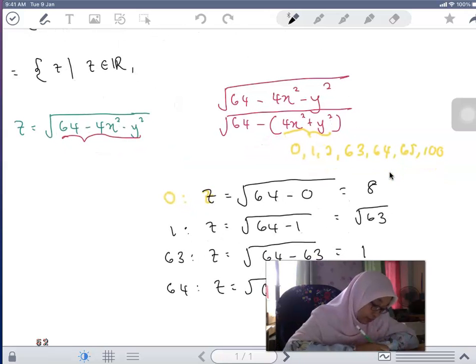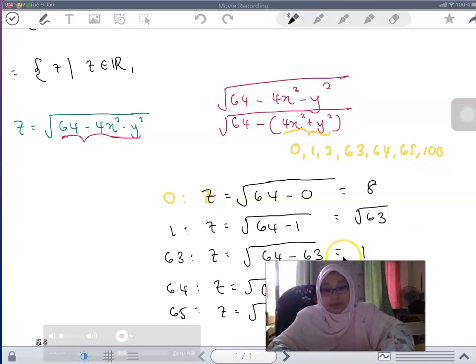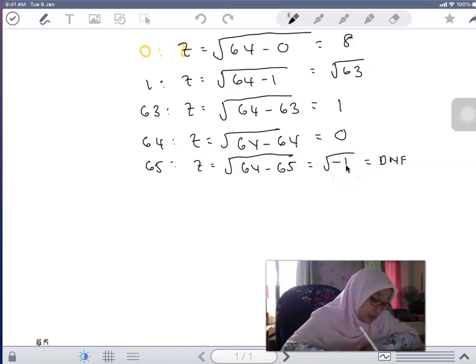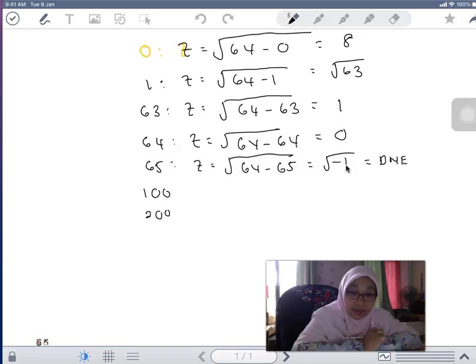Okay, and then if you put 64.1, 64.9, and then 65, your value of z becomes the square root of -1. So you will get does not exist. Similarly, you put 100, you put 200, 1,000, a million, and the answer keeps being does not exist.